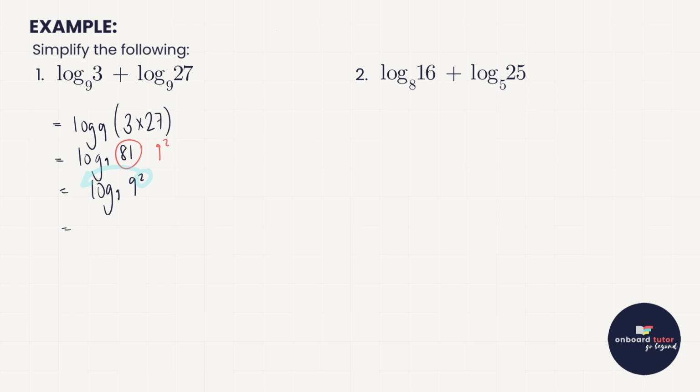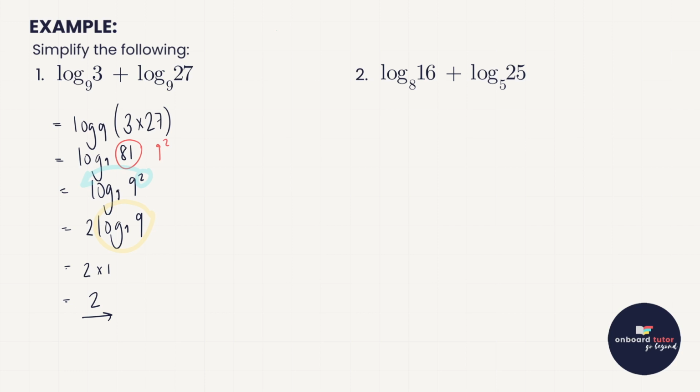So this is then going to become 2 log base 9 of 9. And what did we deduce earlier? We saw that if the base and the number are the same, that is essentially equal to 1. So this is actually just 2 times 1, which is equal to 2. So there we've taken something that looked quite complex, and we have simplified it right down to a 2.